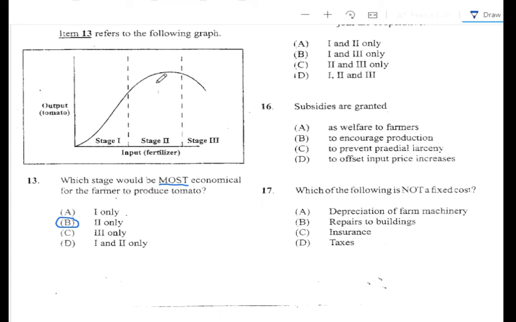And then it reaches the maximum point, which is here. And then production output starts to go down. Alright, so section 3 would be your diminishing return. So as I said, stage 2 would be your most suitable answer. That is where you see we are right here where output is high.